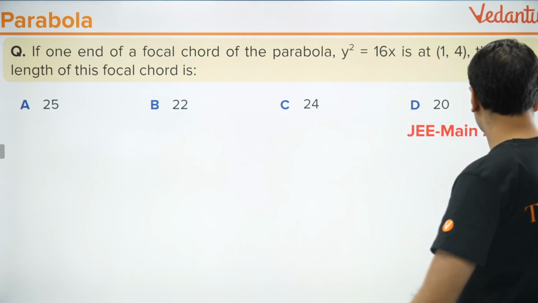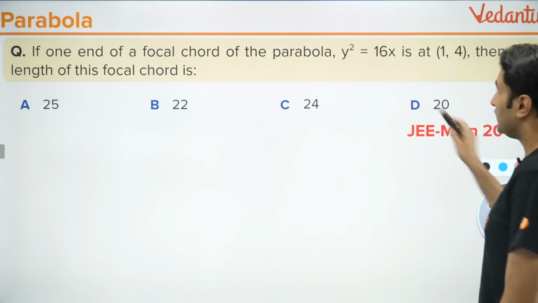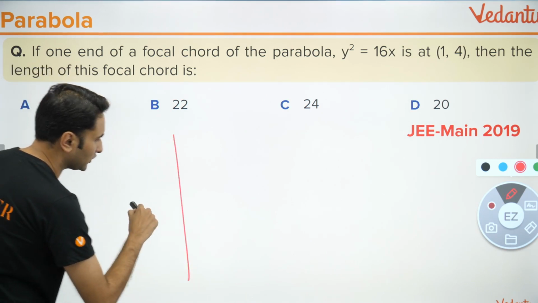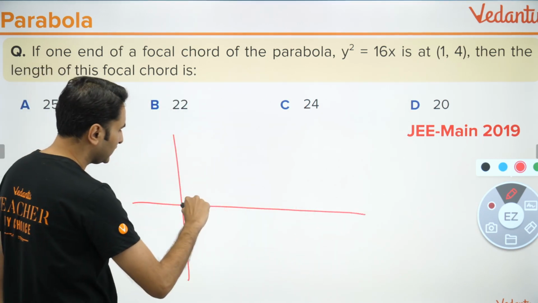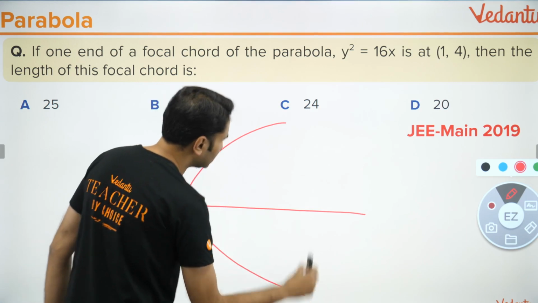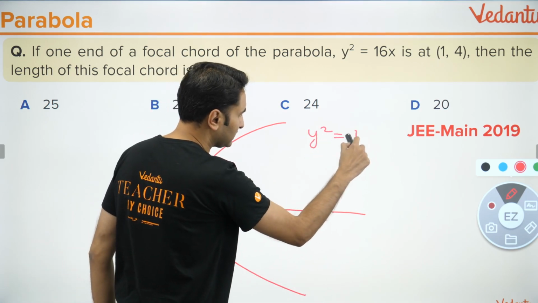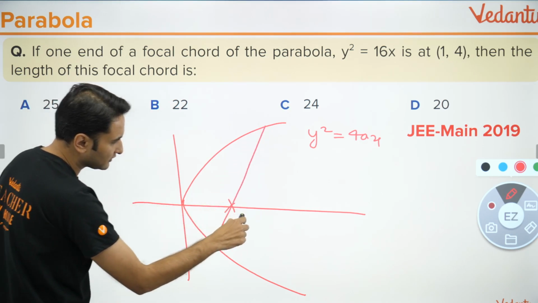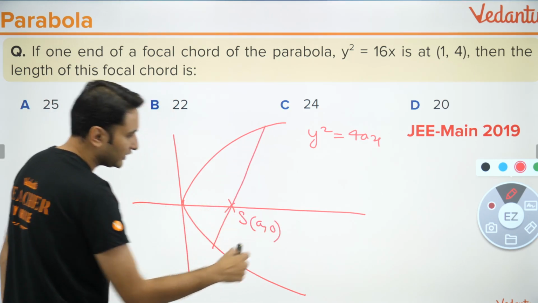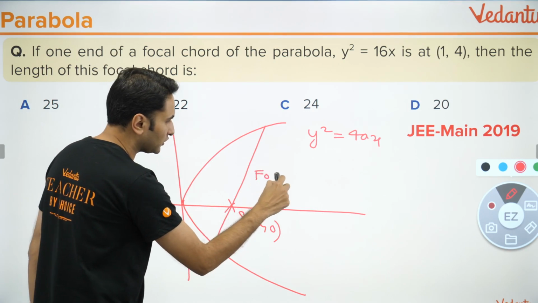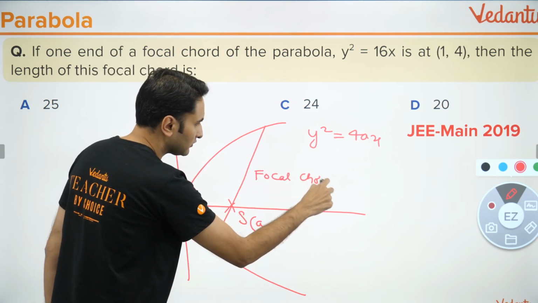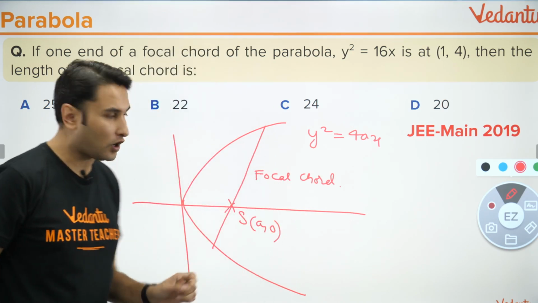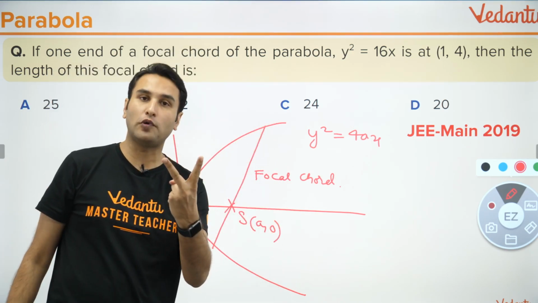One end of the focal chord of the parabola. What is the focal chord, by the way? Let's see. Very important concept. Always remember, this is a parabola y square is equal to 4ax. Any chord which passes through the focus is called a focal chord. What is a chord? A line segment joining any two points on the curve.